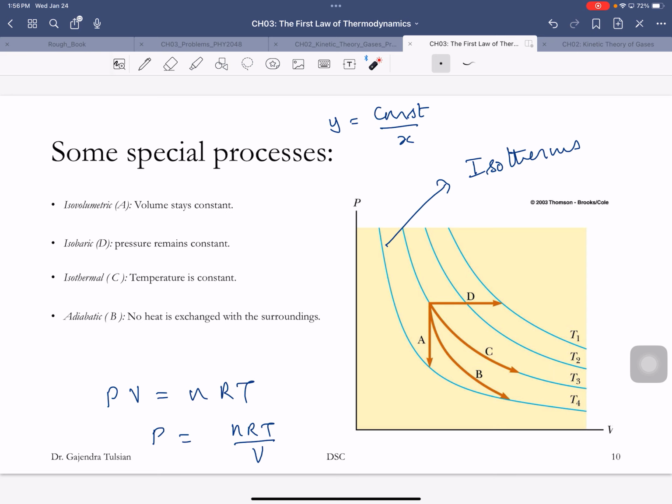Isothermal process, constant temperature process, all the blue lines are isothermal processes. And these are higher and higher temperatures, okay? So the temperature is increasing that way. Adiabatic process, no heat is exchanged with the surroundings, okay? So these are 4 special processes that you need to remember, okay?